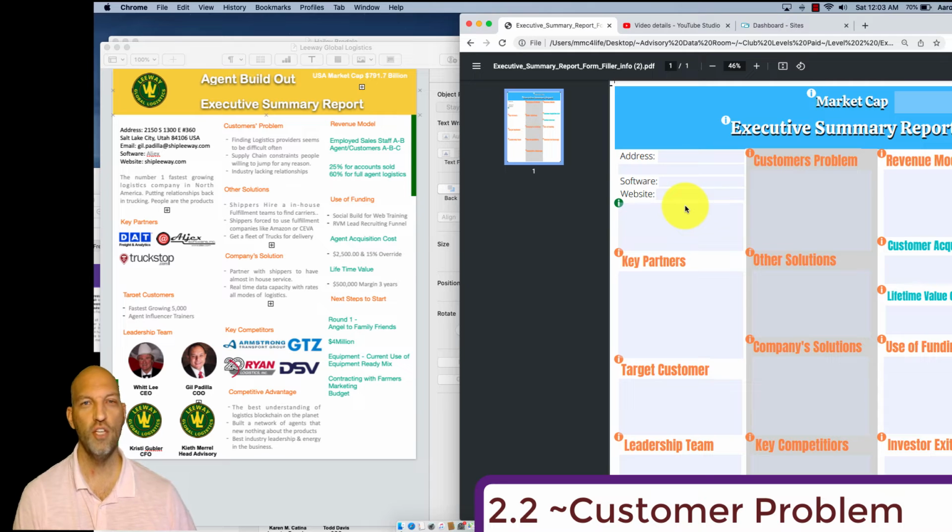All right, this is 2.2, Customer Problem, just to make sure that you're in the right spot. If you're not in the right spot, just go down to the bottom and click previous, and it'll take you back to the previous slide just to make sure you're there.